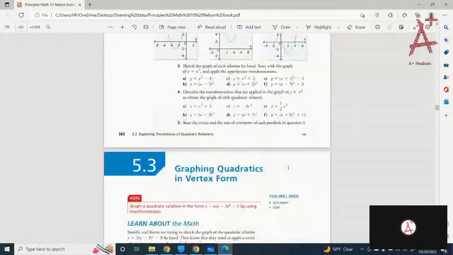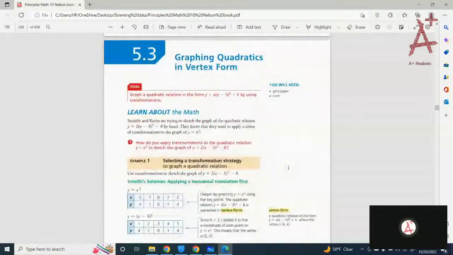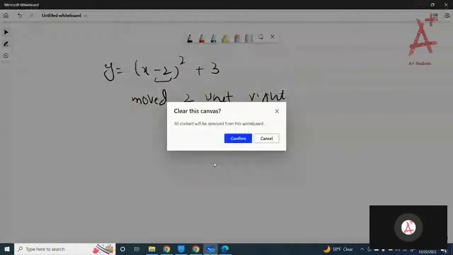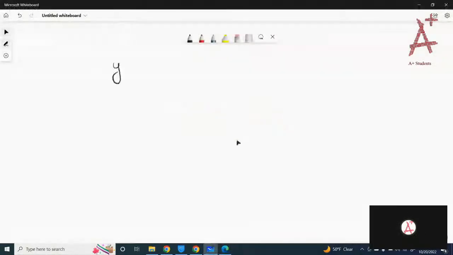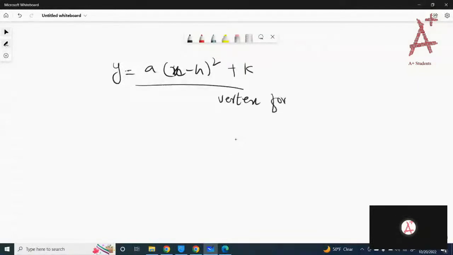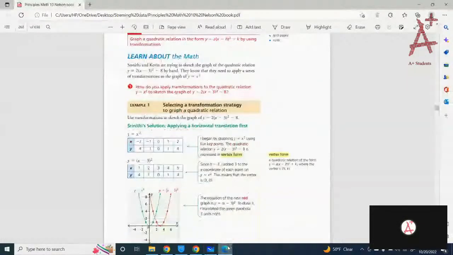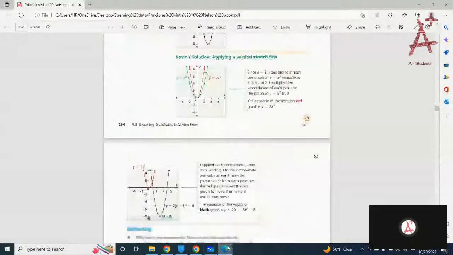Okay, let's move on to 5.3, graphing quadratics in vertex form. Okay, the vertex form of the parabola, the quadratic, is y equals a times (x minus h) whole square plus k. This is the vertex form. Let me write it down. y equals a times (x minus h) whole square plus k. This is the equation in vertex form. Got it? Okay, let's discuss the summary of y equals a(x minus h) whole square plus k.